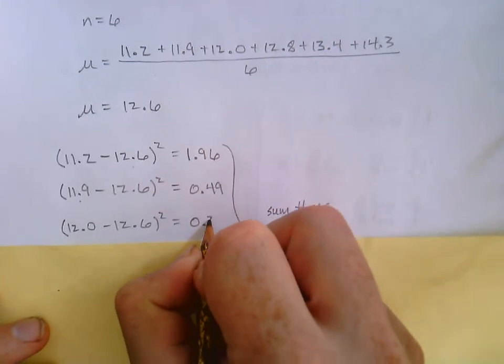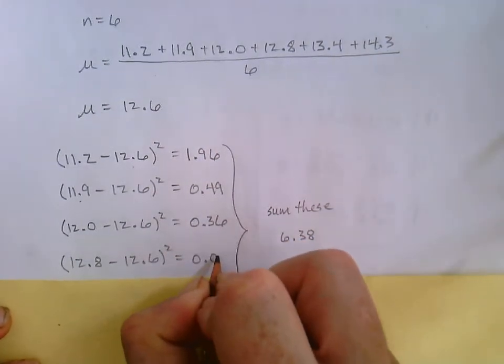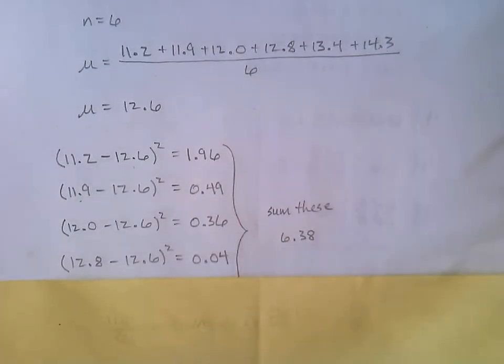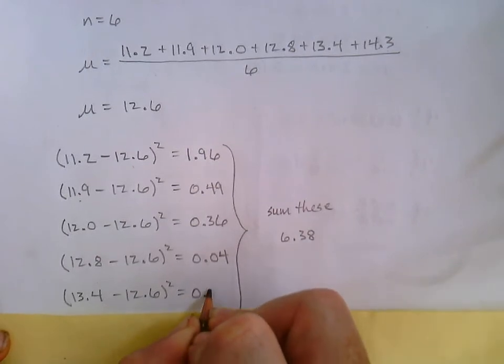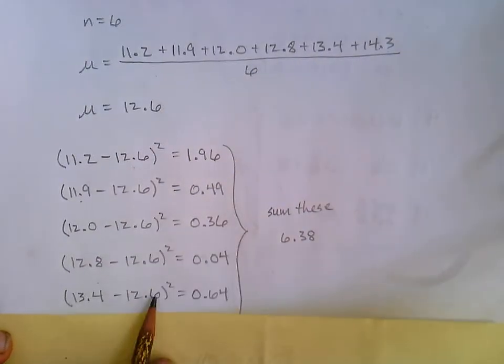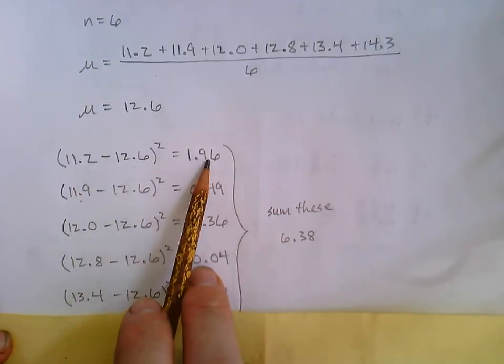This is 0.36. We're halfway there. 12.8 minus 12.6. You notice the closer the value is to that mean, the smaller this result. And we'll do 13.4. Get that answer, then square it. Now this is starting to get a bit further away, so our answer is a little bit bigger. That first one was quite far away, so that was a large.